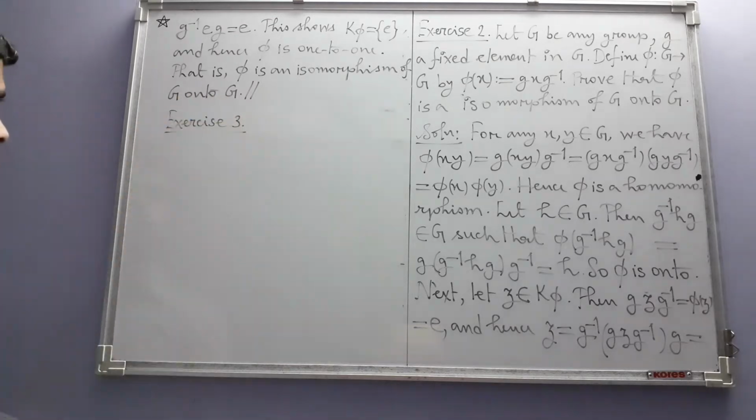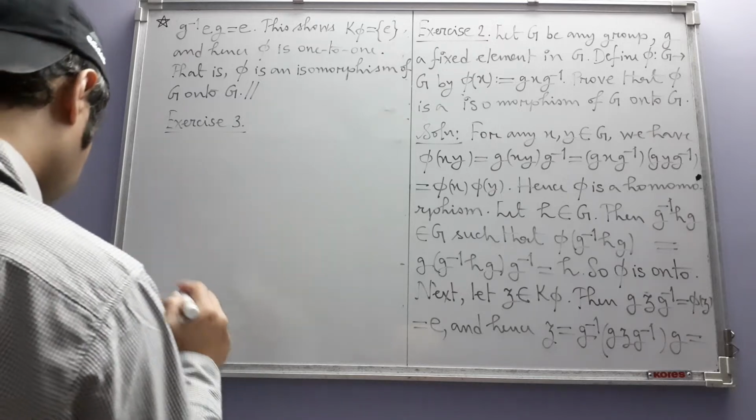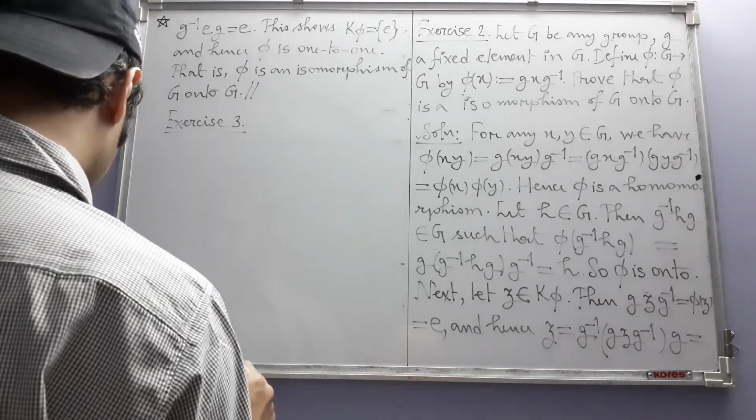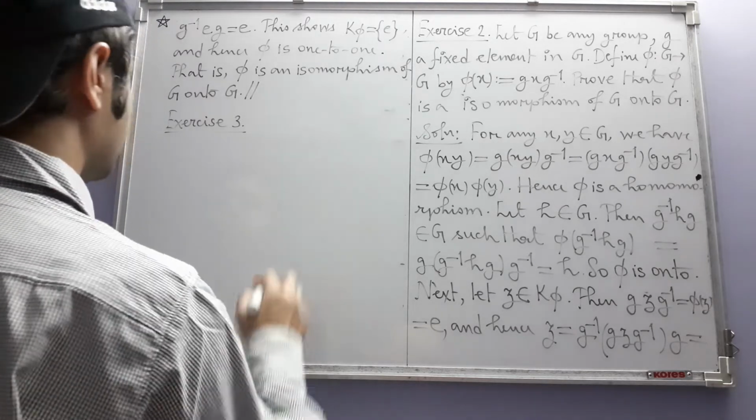Next, exercise 3. Let G be a finite abelian group of order o of G.